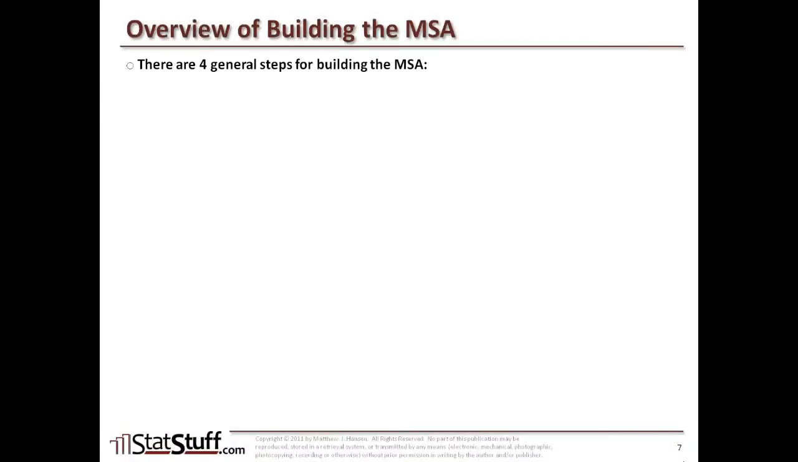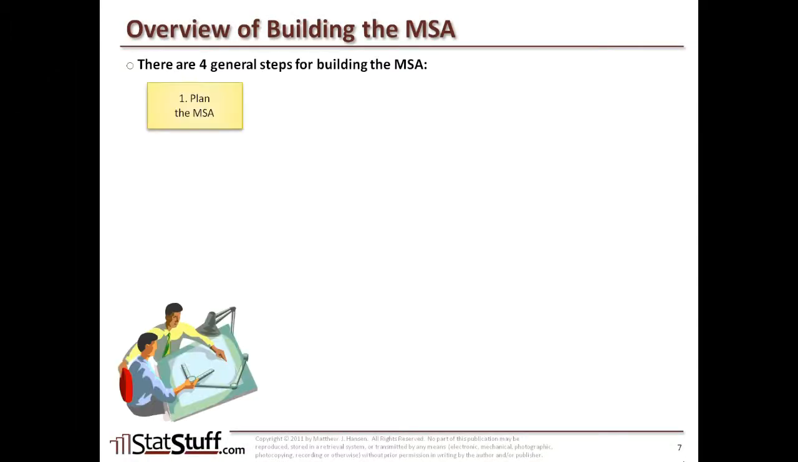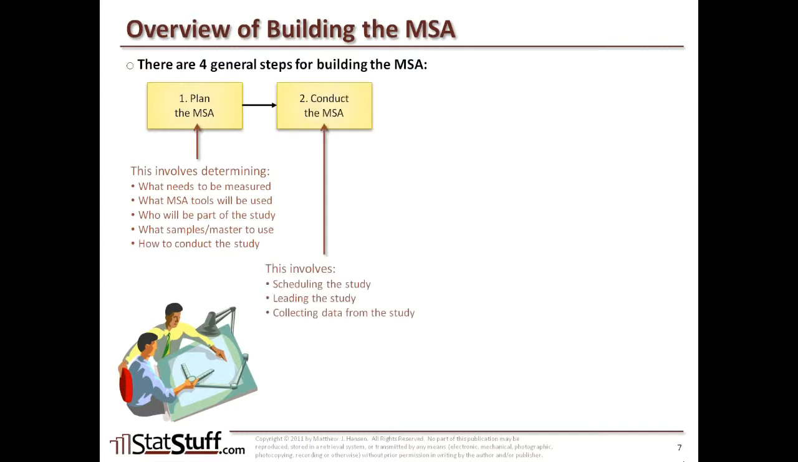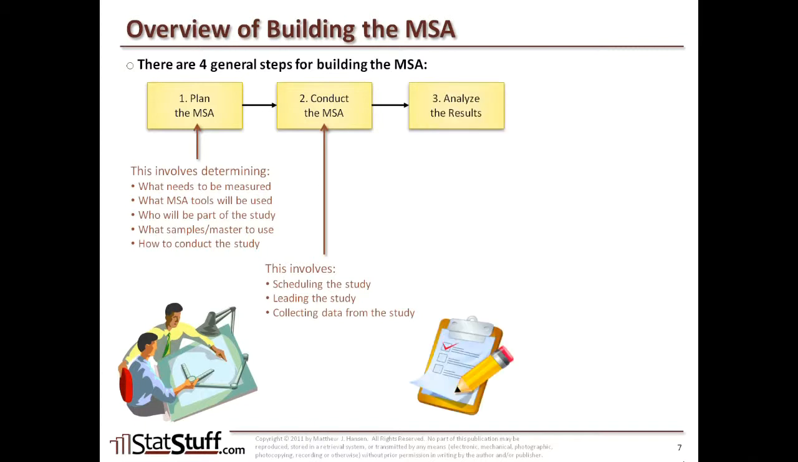The four general steps that we're going to use for building the MSA begin with planning the MSA. That usually involves determining what needs to be measured, what MSA tools are going to be used during the MSA, and who's going to be part of the study itself, what samples or masters are we going to use for testing the accuracy, and how are we going to conduct the actual study itself. The next step is to actually conduct the MSA. That's going to involve scheduling the study, leading the study itself, and actually running it, and then collecting the data from the study.